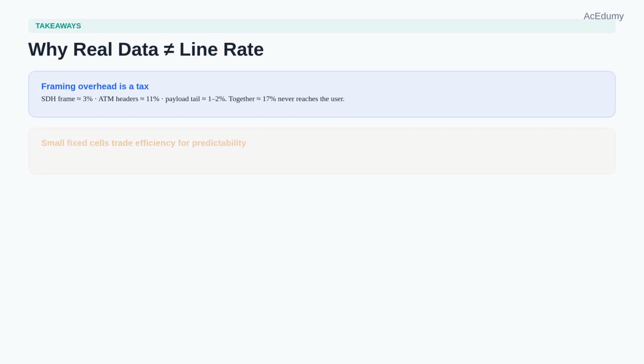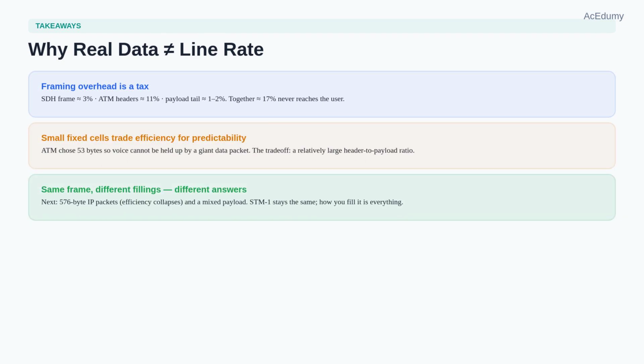3 takeaways from this exercise. 1. Framing overhead is a tax. Every protocol layer adds bytes that the user does not see. SDH spends about 3% on the framing structure, ATM spends about 11% on cell headers, and the unused tail of the payload eats another 1 or 2%. Add it all up and roughly 17% of the bandwidth never reaches the user.